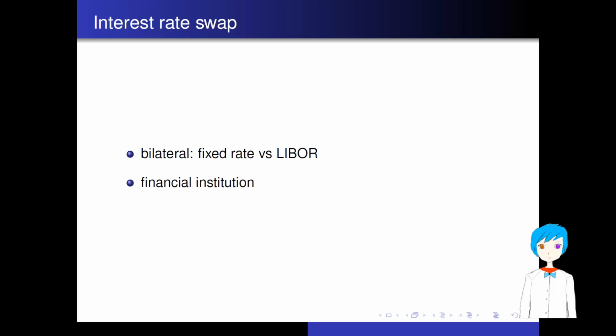Instead of this bilateral swap, in which both parties may have potential risks when the other party defaults, often we'll do some swaps through a financial institution, which means that one party signs a swap agreement with the financial institution, while the other party also signs an agreement with the financial institution. So it's centralized.